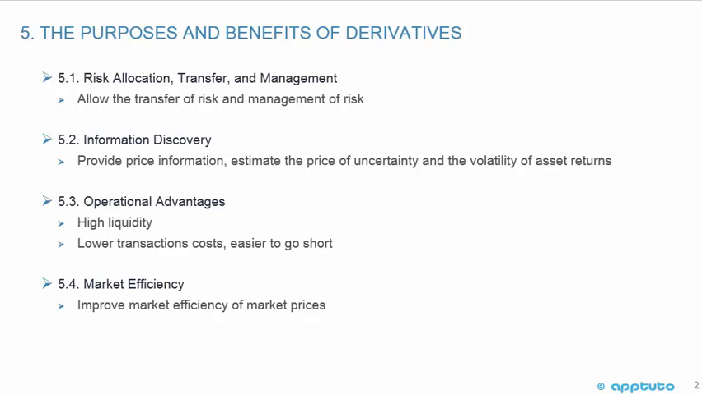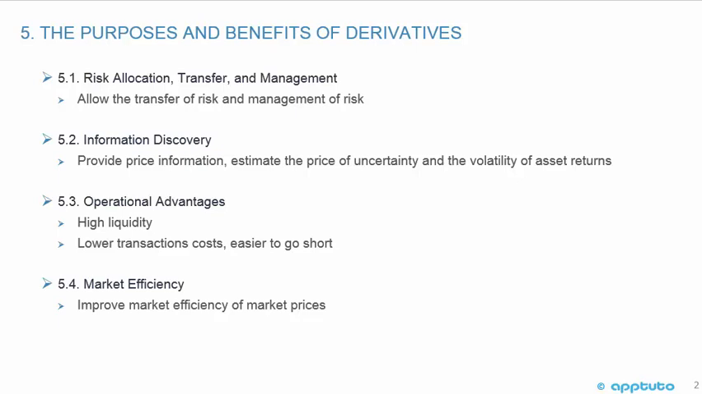The first one is risk allocation, transfer, and management. The purpose and benefit of derivatives is that they allow the transfer of risk and management of risk, okay? The overall purpose of derivatives is to attain more effective risk management within companies and the entire economy. Although some argue that derivatives do not serve this purpose very well, for now you should understand that derivatives can improve the allocation of risk and facilitate more effective risk management for both companies and economies, okay?